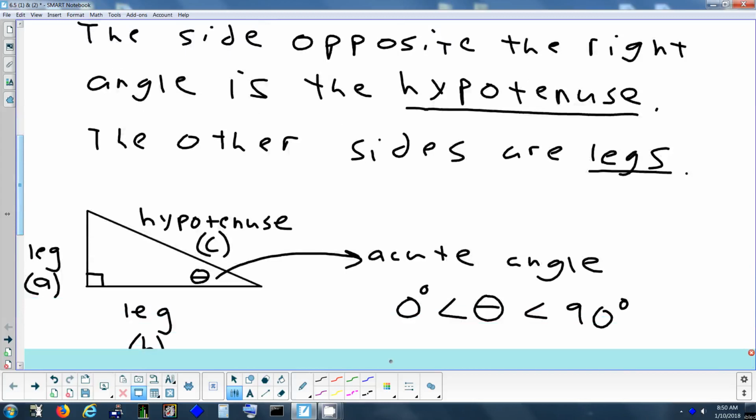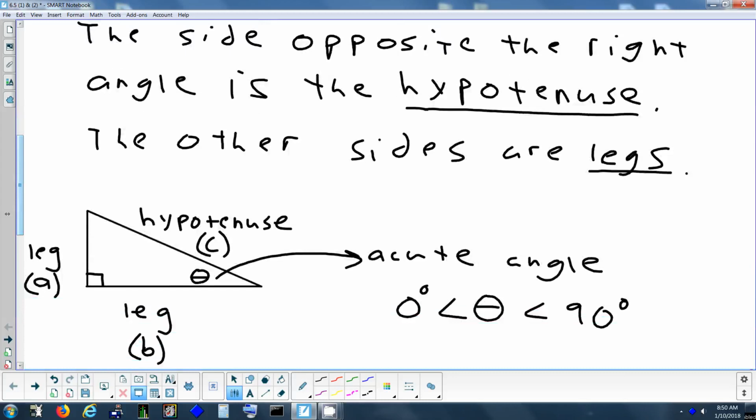Okay, so here's a diagram of what we just said. So I've labeled the right angle. I've marked another acute angle in the triangle. We'll talk more about acute angles in a bit, but in general, an acute angle is just an angle between 0 and 90.